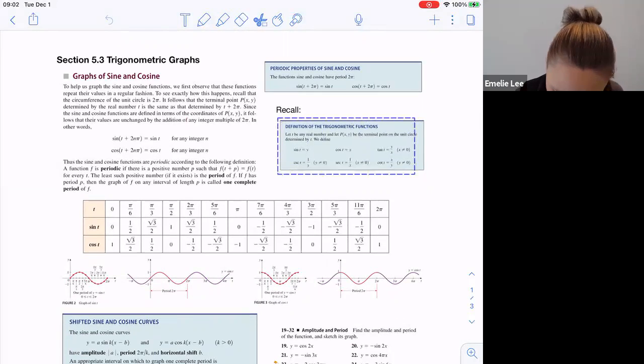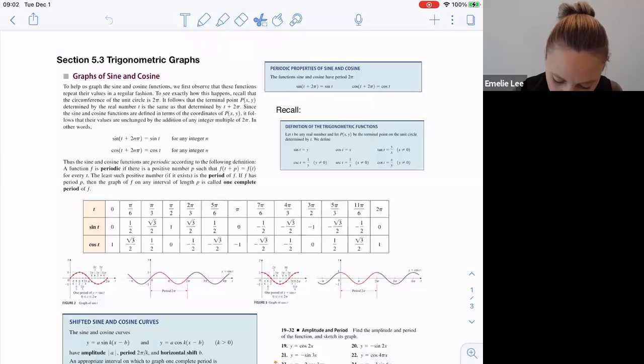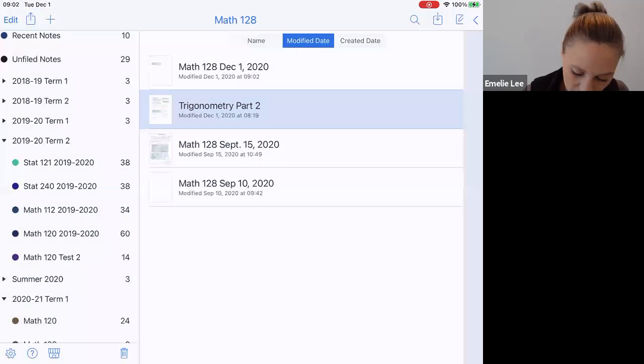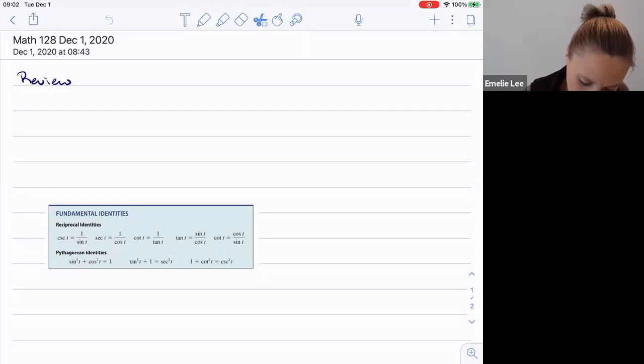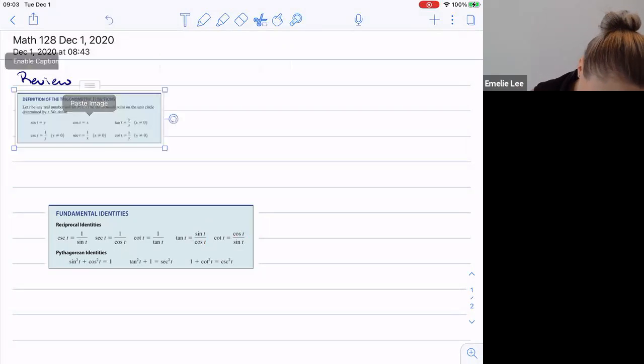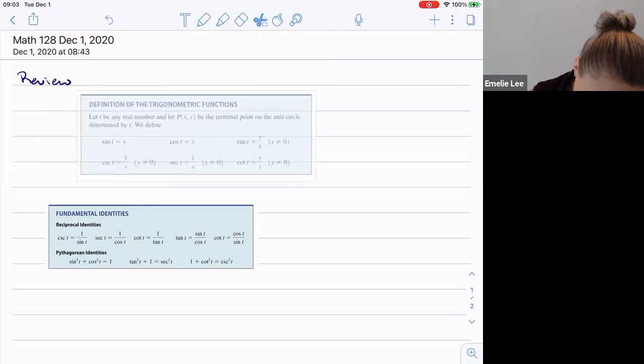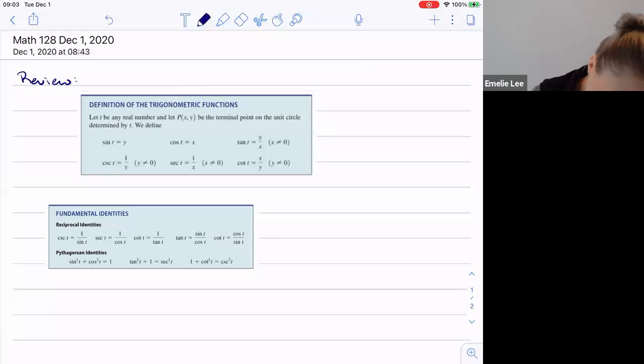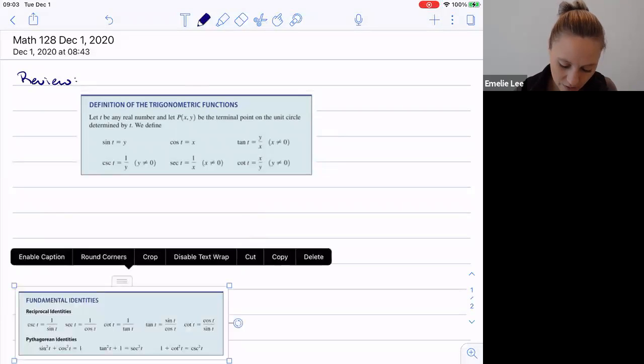First thing I want to talk about here, I have this little reminder: recall the definition of the trig functions. I'm going to use that as part of our review. I also pulled in the fundamental identities from last day. Because I didn't have my iPad and didn't have access to all these, I'm now putting them in the notes so we don't have to write them out a bunch of times. Okay. So for our review, I'll move this one down until we talk about it.